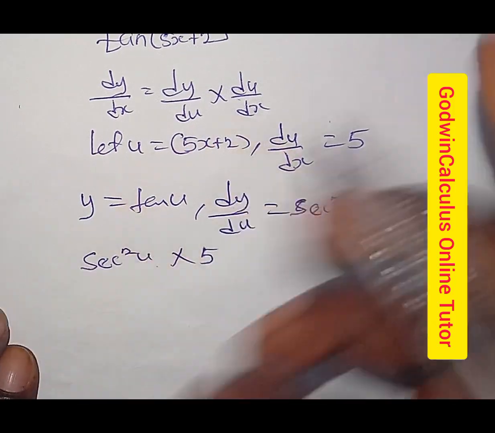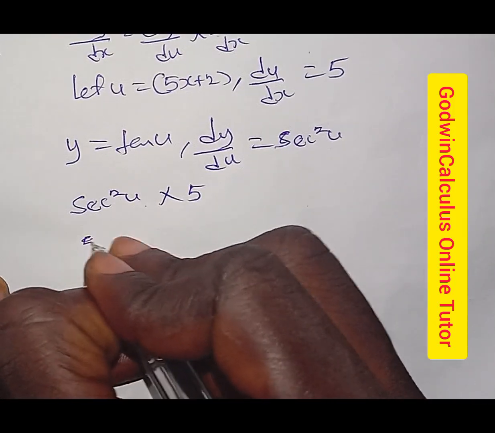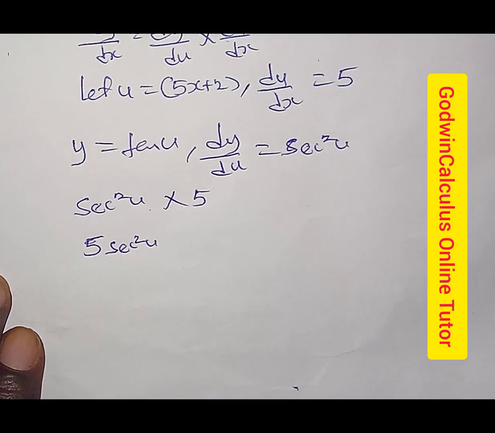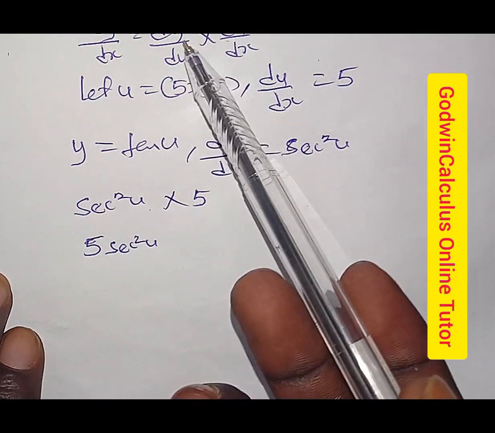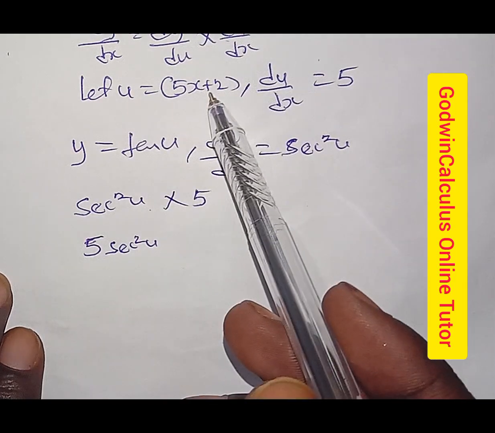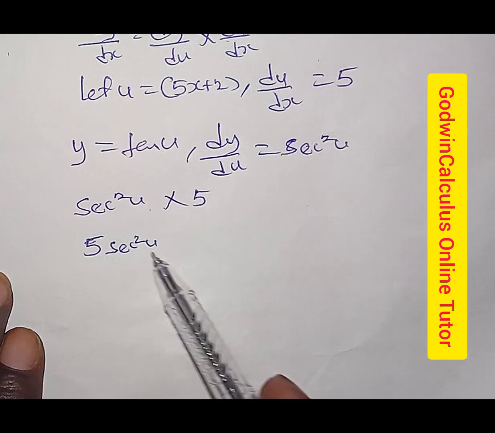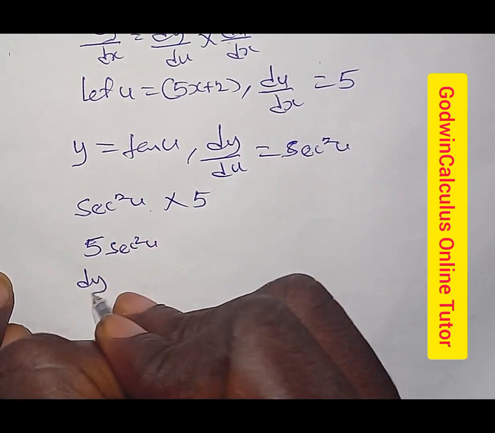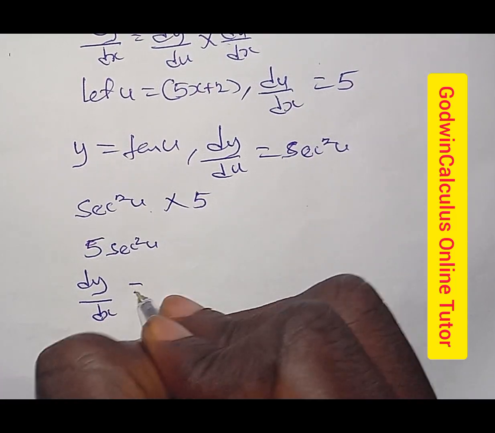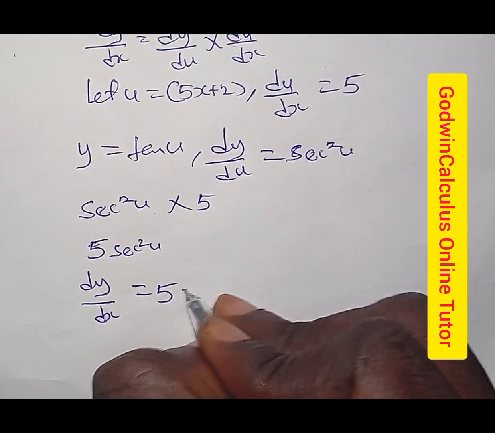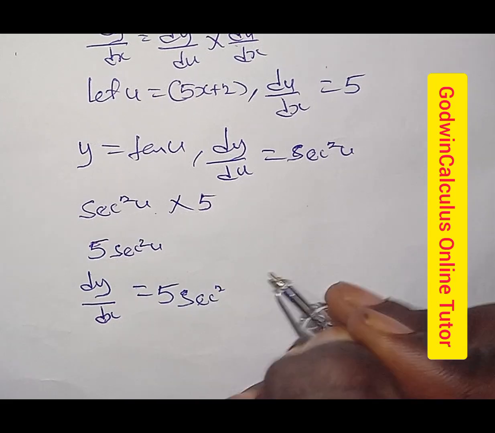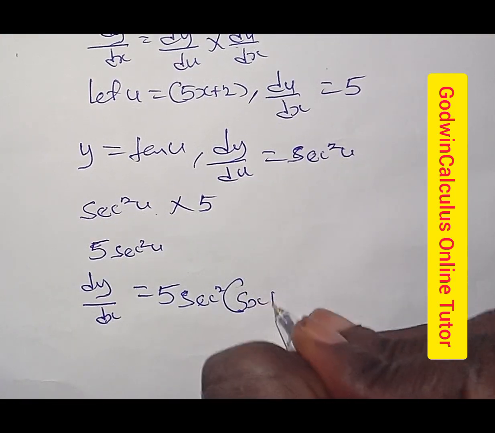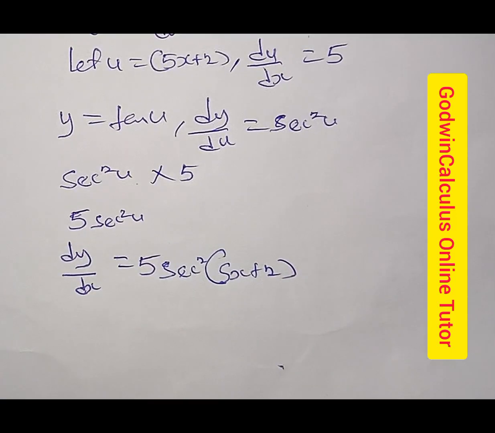5. Now let's multiply together. I'm going to have 5 sec squared u. Now from our question, our u is equal to 5s plus 2. So we're going to replace this u with 5s plus 2. In this case, our dy/ds will now give us 5 sec squared bracket, our u is 5s plus 2. So this is our final answer.